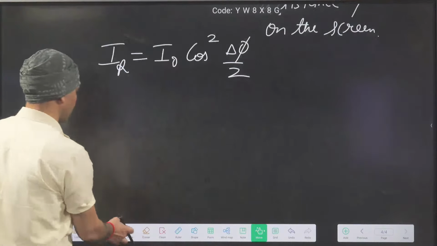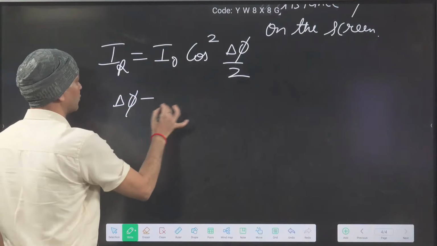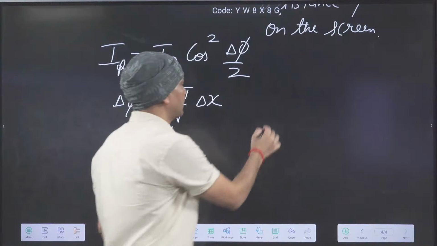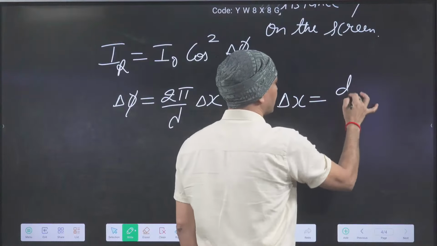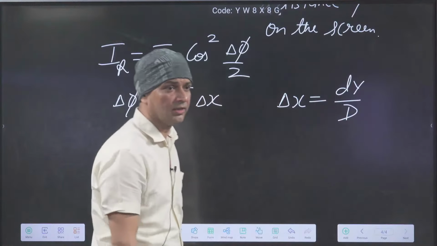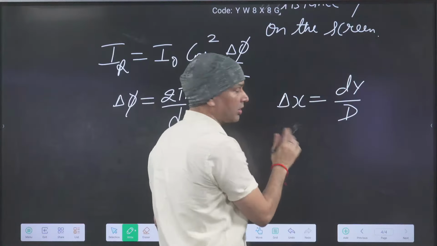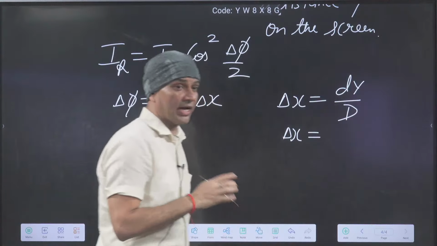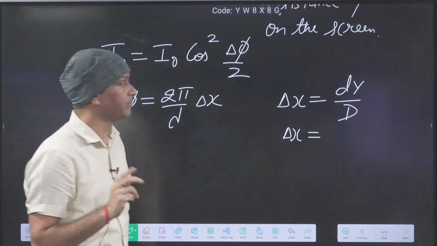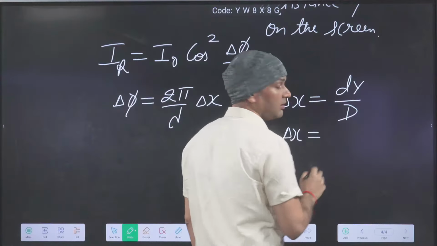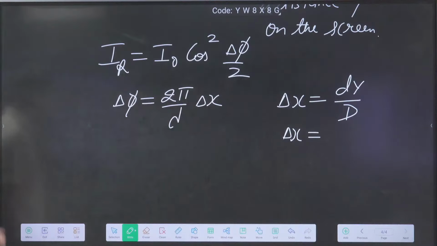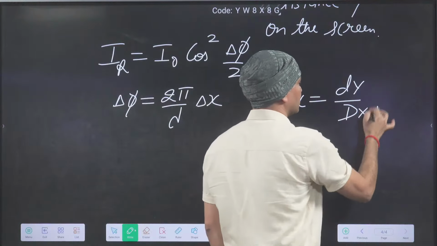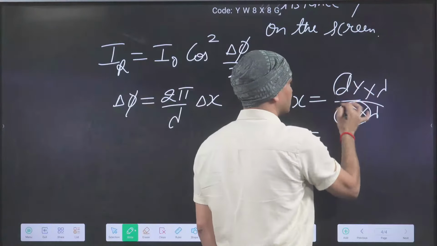Then delta phi. What is the delta phi? Delta phi is 2 pi by lambda into delta x. Now delta x, how can we find it? Delta x is dy by capital D. But I have not given small d and capital D, I have given beta. So beta I can get by multiplying with lambda, so beta is capital D lambda by small d.